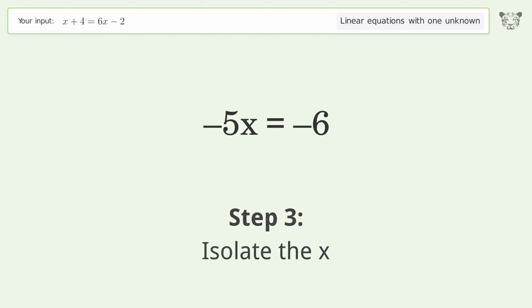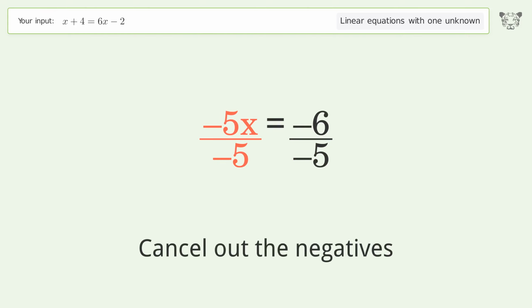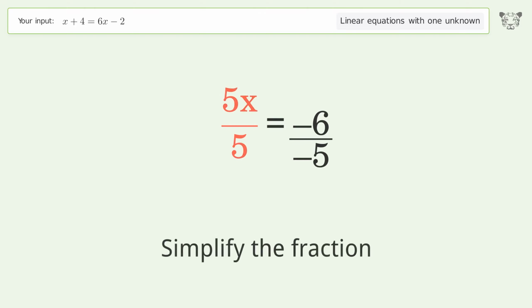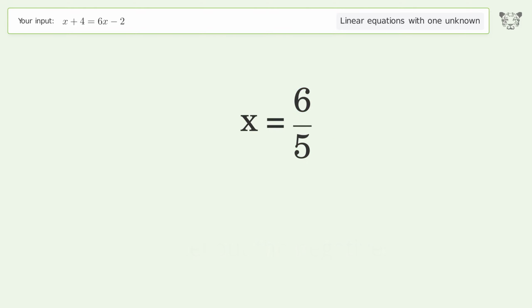Isolate the x. Divide both sides by negative 5. Cancel out the negatives. Simplify the fraction. Cancel out the negatives. And so the final result is x equals 6 over 5.